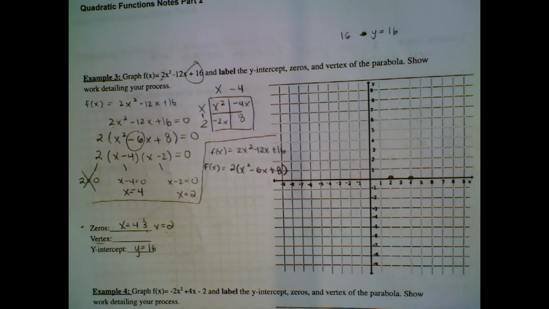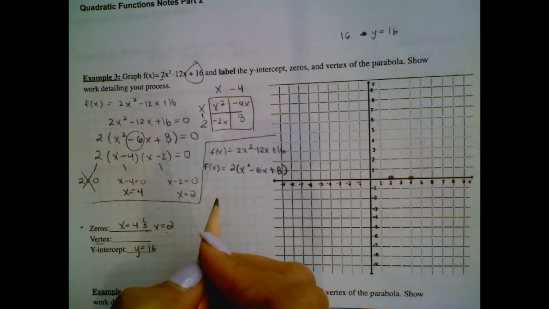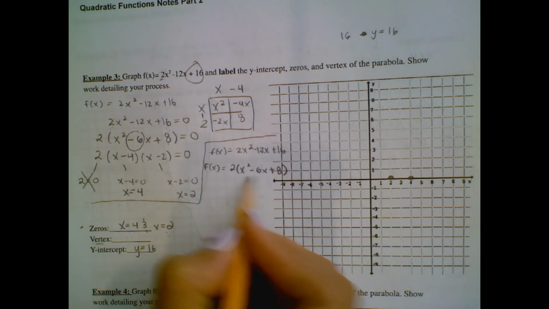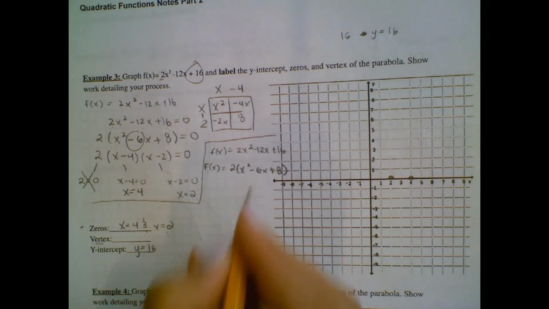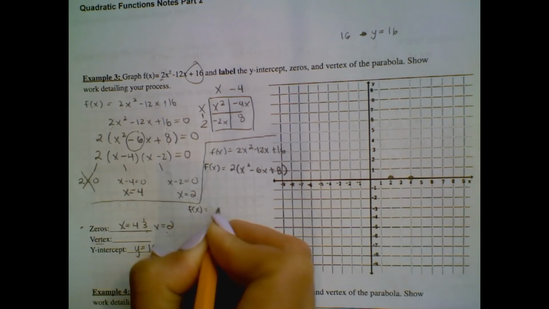Okay. Step 2 says to take half of the b term and then square it. So half of negative 6 is negative 3. All squared is going to give me 9. So the number that I'm going to add and subtract is going to be 9. Let me do that down here just so you can see. It's going to get long.